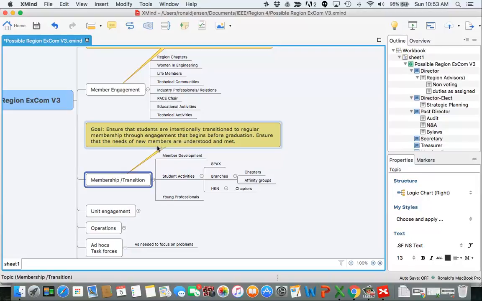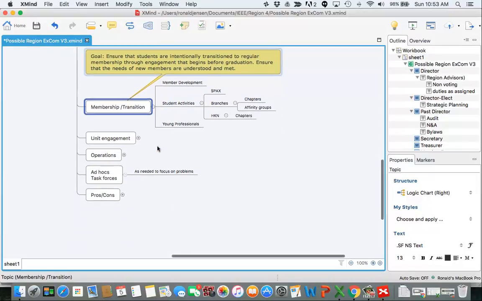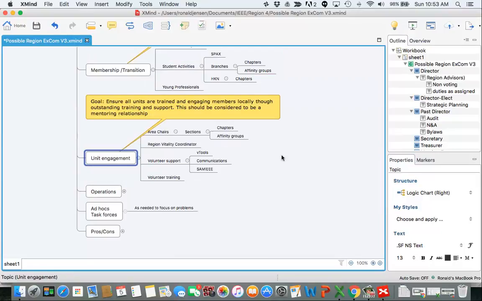All right, let's move on down to the next one, and that's unit engagement. This is our traditional sorts of things that we have done in the past. Let me point out the goal right at the beginning: ensure all units are trained, engaging members locally through outstanding training and support. This should be considered a mentoring relationship. Too often, I think it looks hierarchical and it's not as supportive as it needs to be. So I intentionally use those words, a mentoring relationship.